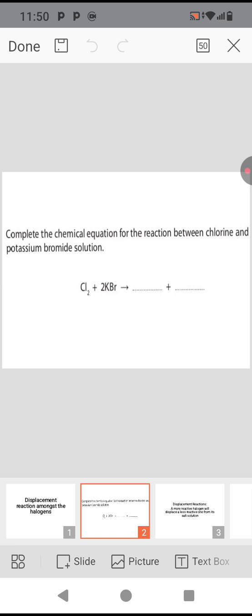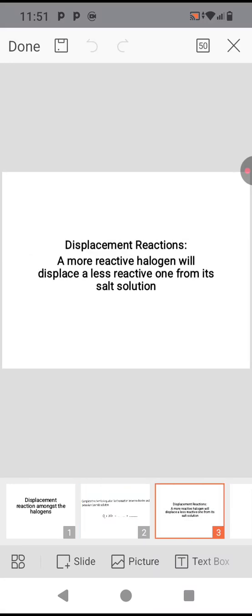I've noticed that most students fail to get the correct product, so I will just give you a few tips on how to get the right products. Okay, first you need to know what a displacement reaction is. A displacement reaction has to do with a more reactive halogen displacing, taking the place of, or swapping with a less reactive halogen from its salt solution.